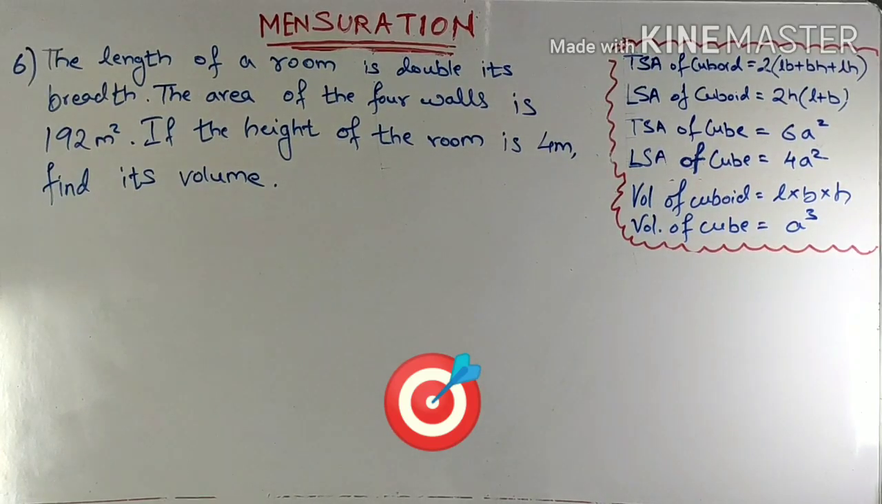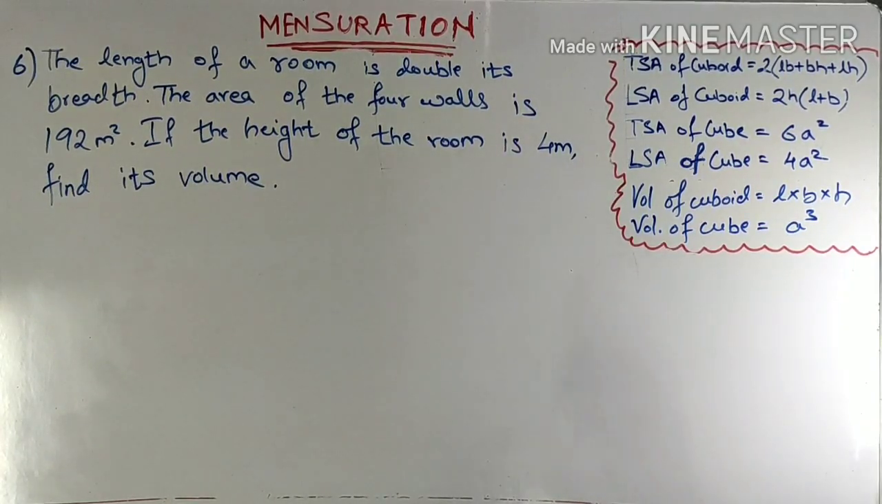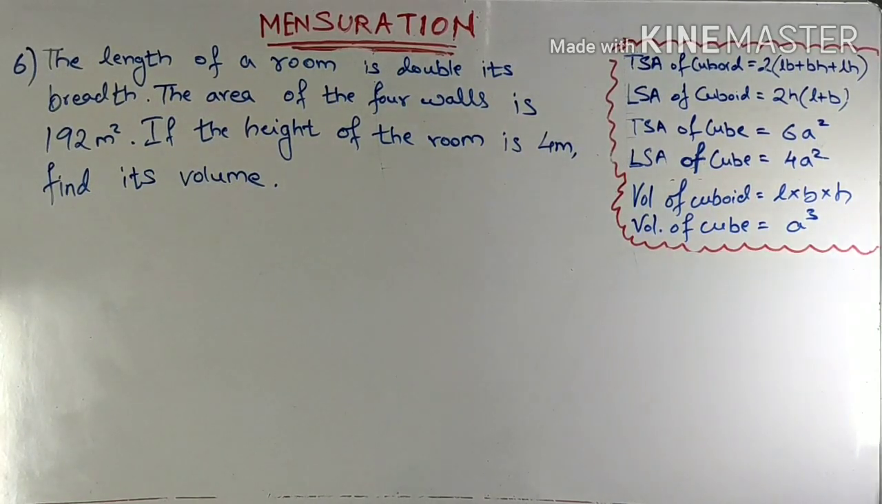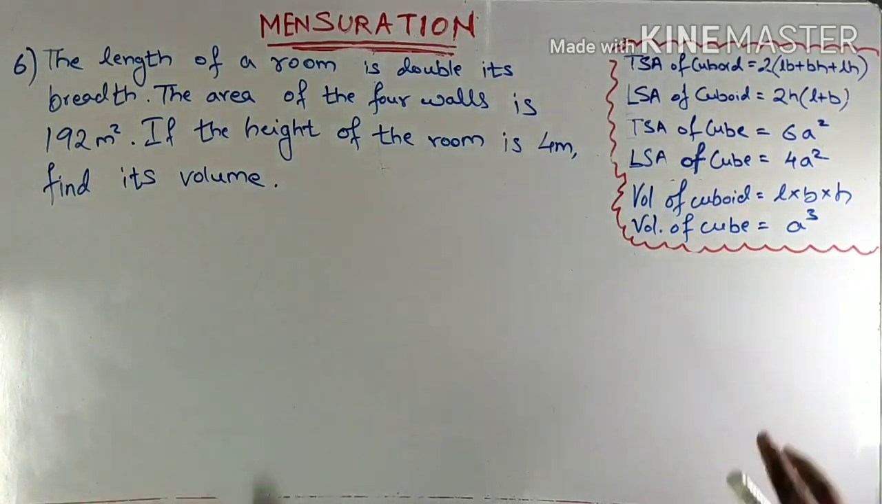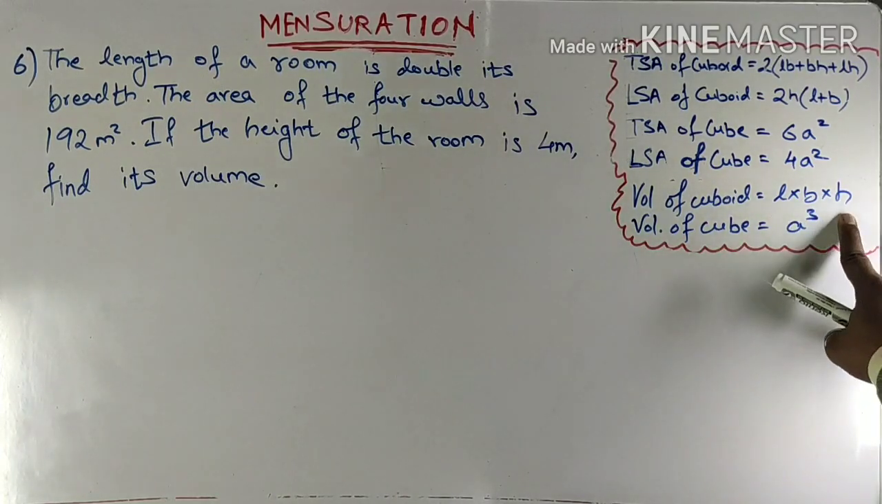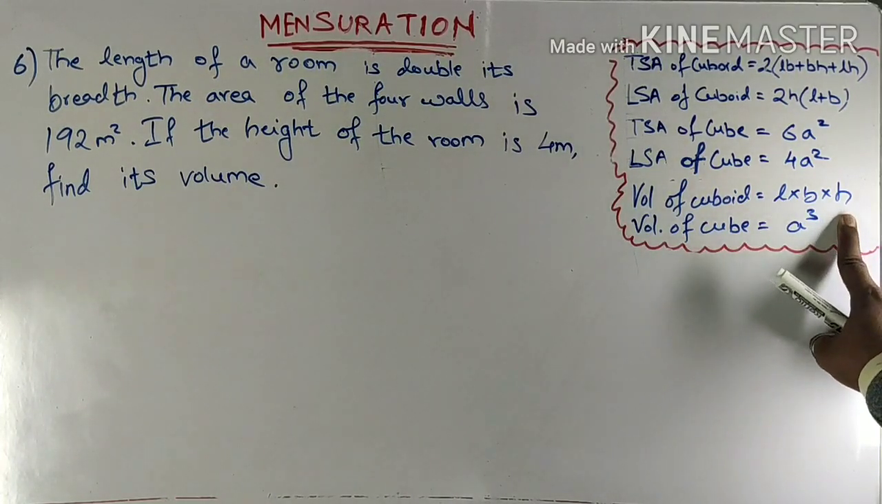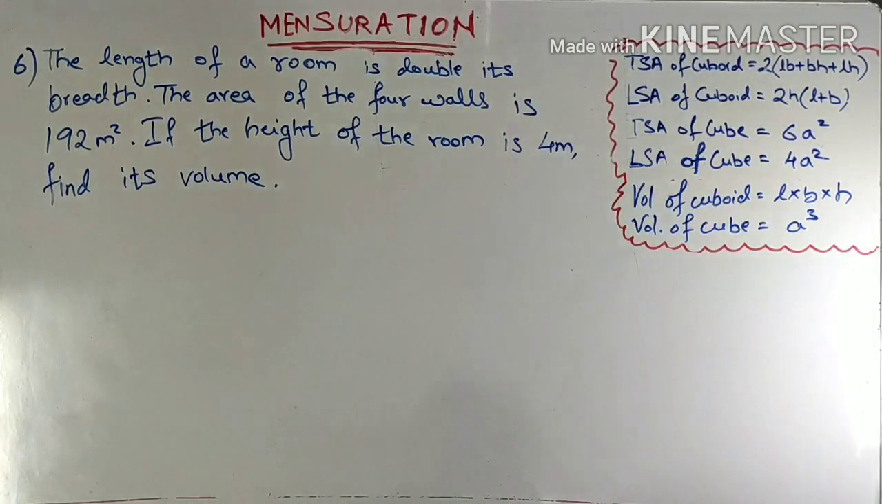The length of a room is double its breadth. Okay, so there is a room whose length is double its breadth. The area of the 4 walls is 192 meters square. If the height of the room is 4 meter, find its volume. So directly the question will be find its volume, but for a cuboid we need its length and breadth. We just know its height, but we also know the lateral surface area of the cuboidal room. So what will be our course of action?